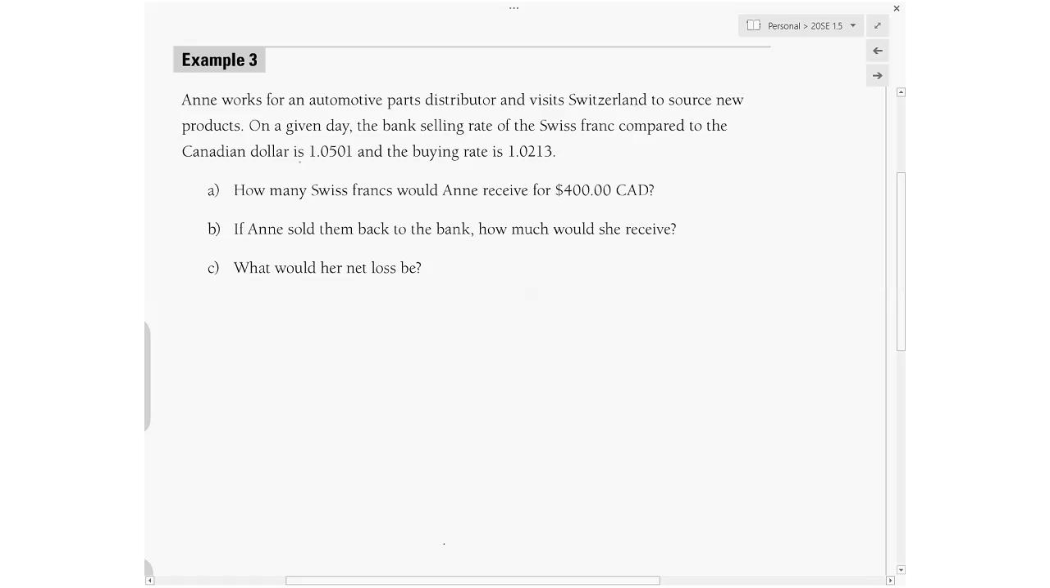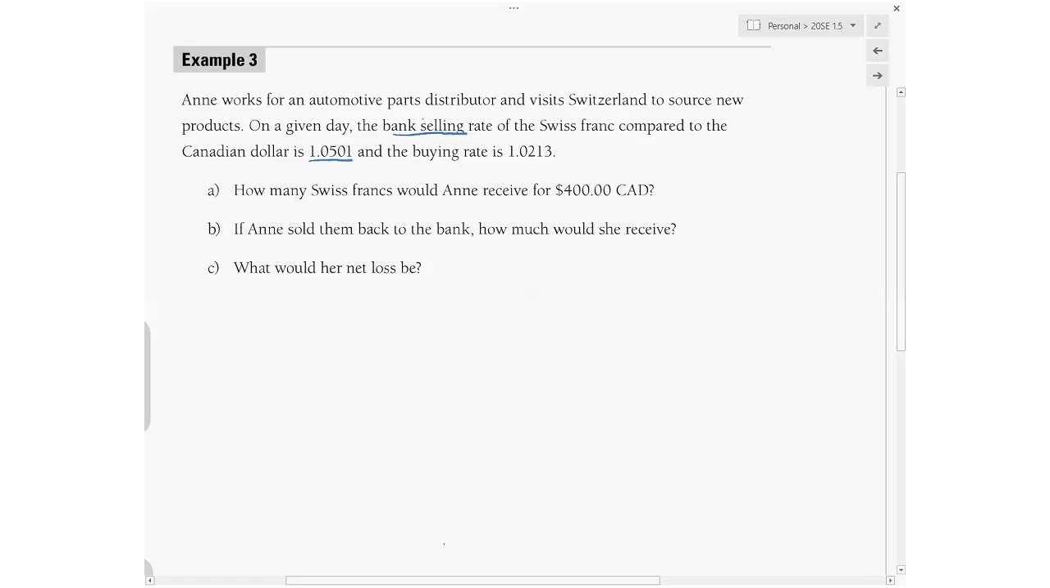Now, exchanging money gets a little bit more complicated because the bank actually charges a different rate for buying foreign currency than it does for selling foreign currency. So here we have Anne working for an automotive parts distributor, and she visits Switzerland to source new parts. On that day, the bank's selling rate of the Swiss franc compared to the Canadian dollar is 1.0501.